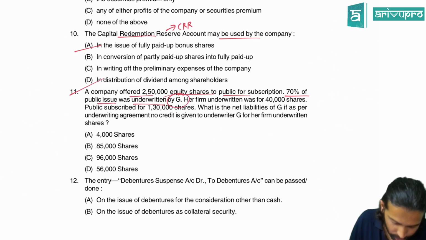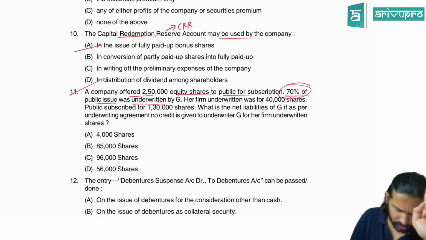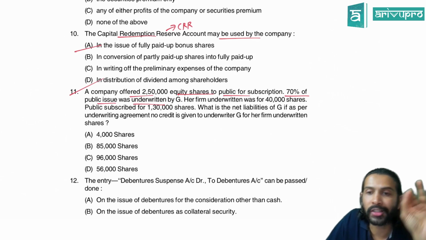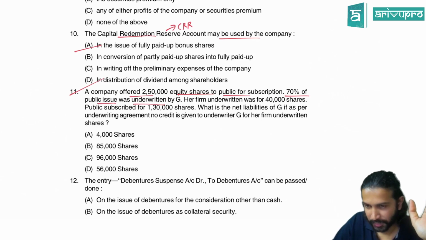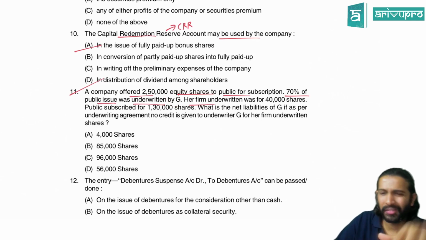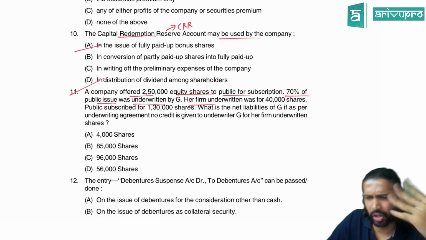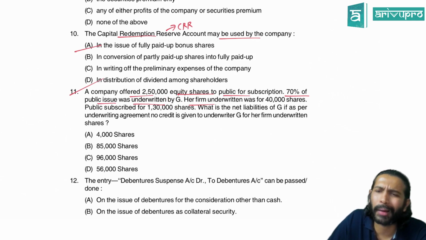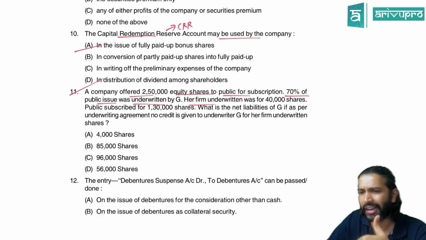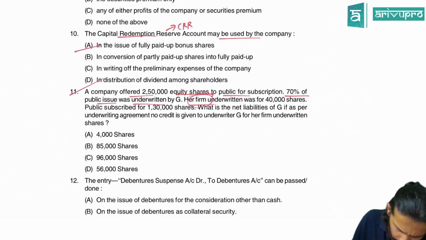Here the underwriter is G, and G said, I will take up 70% responsibility. In our questions, we used to call this gross liability. You remember the chart? I'll show you the chart again. G's firm underwriting. G is a person. Normally we appoint companies as underwriters, like Citibank, Deutsche Bank, Morgan Stanley. These investment bankers normally will be underwriters. So G is a person working for that Citibank or Deutsche Bank, who is in charge of this activity. G's firm underwritten was 40,000 shares.